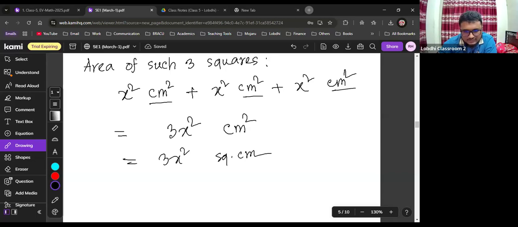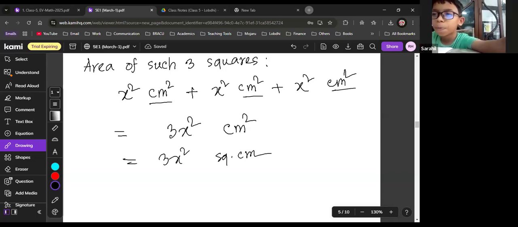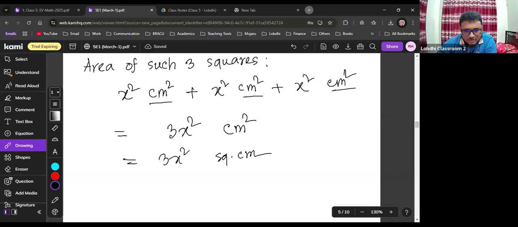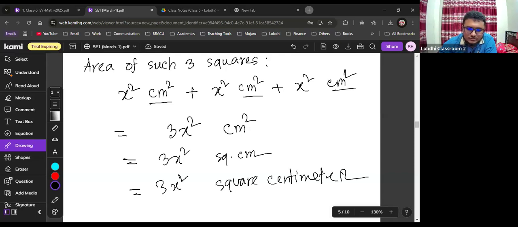You can also write like this, 3x square to the power of 2. Yes. Or you can write like this, 3x square centimeter square, totally fine. You can write however you want. So this is the answer to the second question of the book.